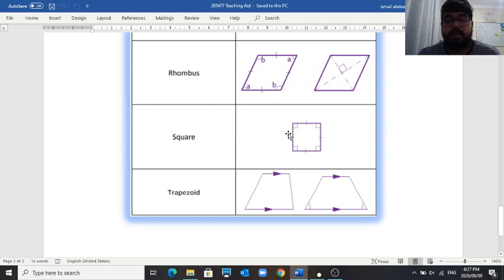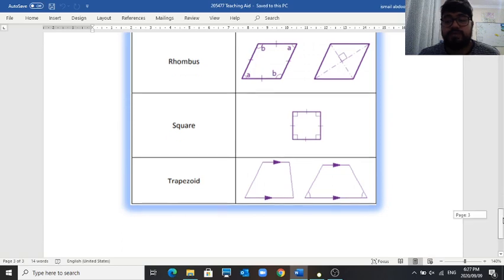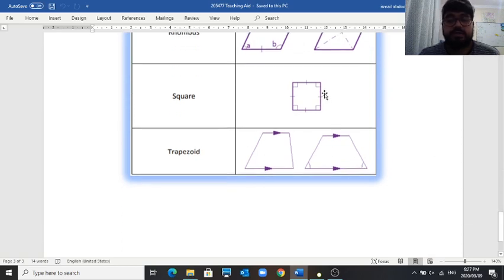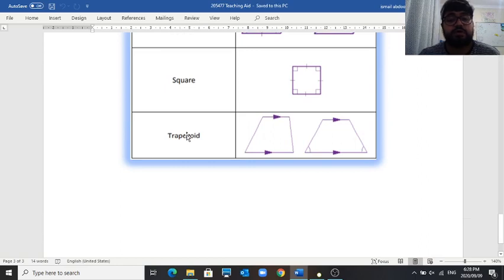And what we have here is the second last shape, which is the square. In the square, all four sides are equal and all four angles are equal. Now the last one is a trapezoid or trapezium, and this has no unique feature along its sides, but its most unique feature is that the opposite sides are parallel, and parallel means that these lines will never meet.